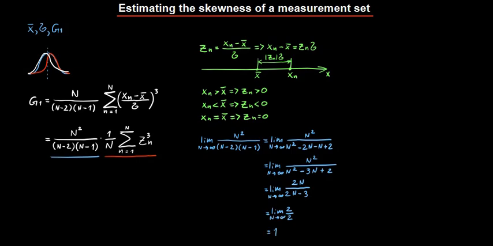So the bias correction factor that we use to multiply the average value of our cubed z-scores gets closer and closer to 1 as the number of measurements increases. In other words, the more samples we have, the less this bias correction factor affects the skewness coefficient. Alright, now let's answer the question, why are we calculating the average of cubed z-scores?